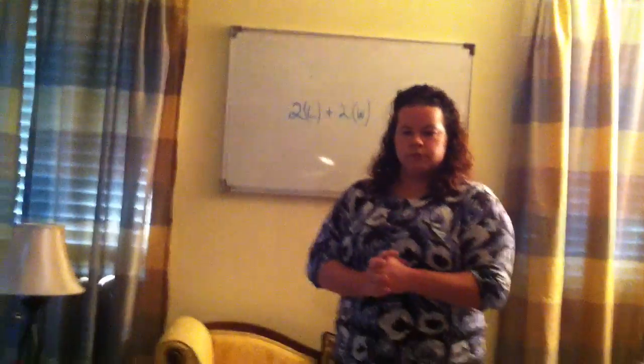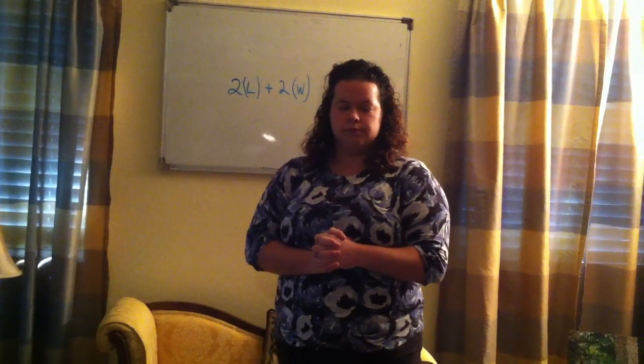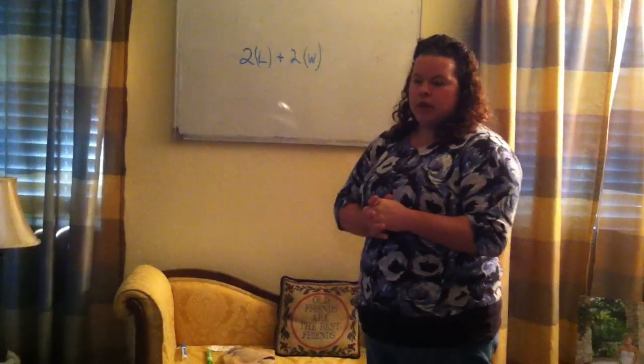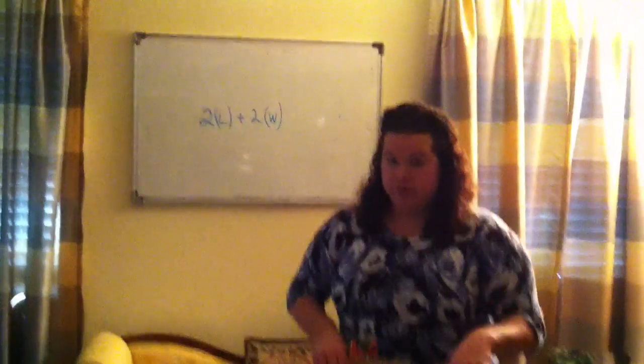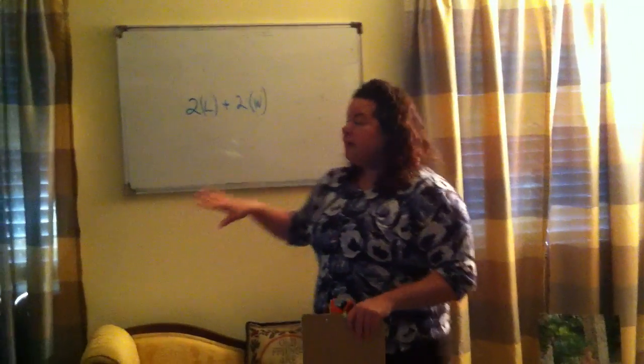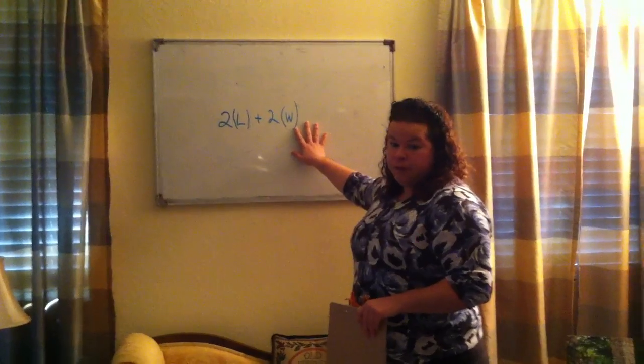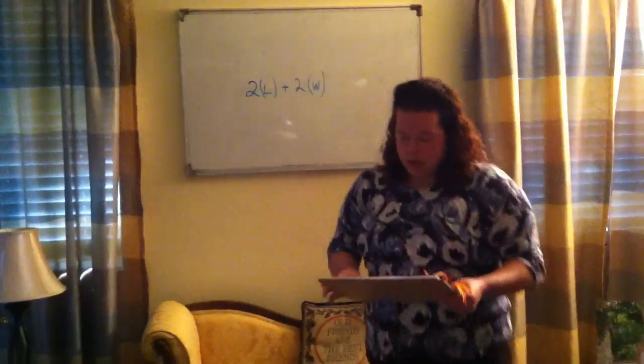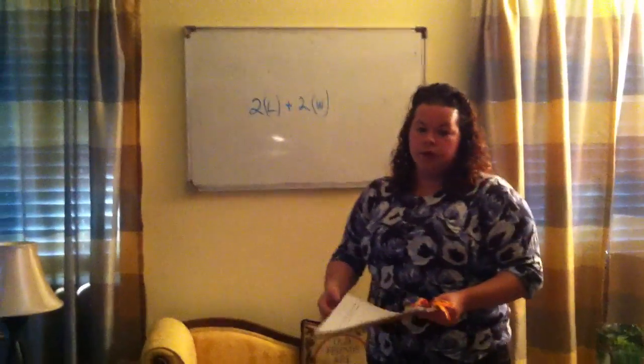Does anyone have any other questions? What do we do if the shape looks like this? If it's a weird shape, well, that's also a very good question. We're not going to worry about that right now. There is another formula to figure out shapes like that, but that's something we'll learn a different day, okay? Today we're just going to talk about perimeters of polygons.